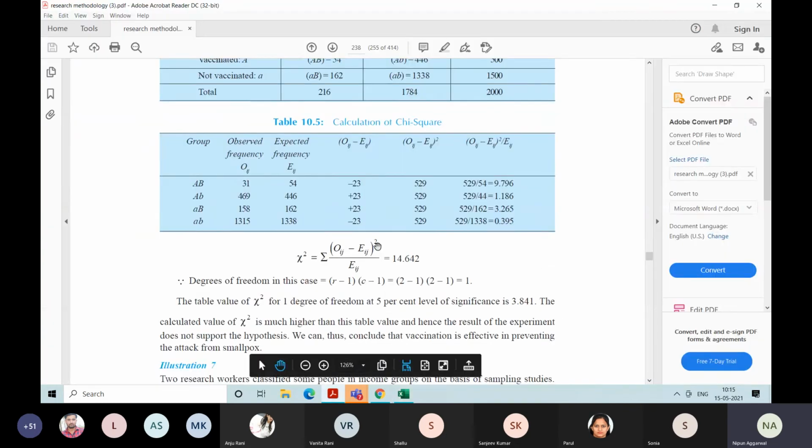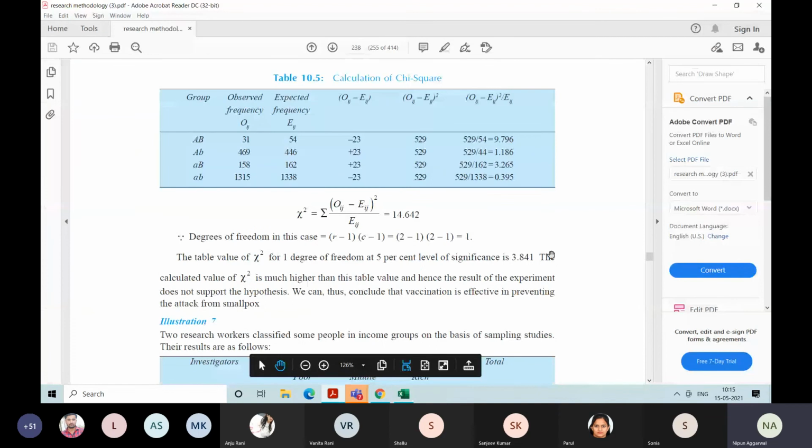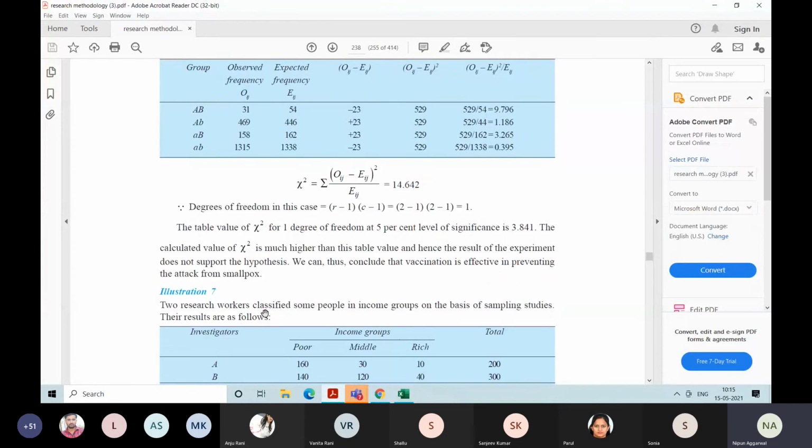Fine. So here the chi-square table value is 3.841. The calculated value is much higher than the table value, and hence the result of the experiment does not support the hypothesis. So we can conclude that vaccination is effective in preventing the attack of smallpox. Clear? Any doubt in this chi-square test?